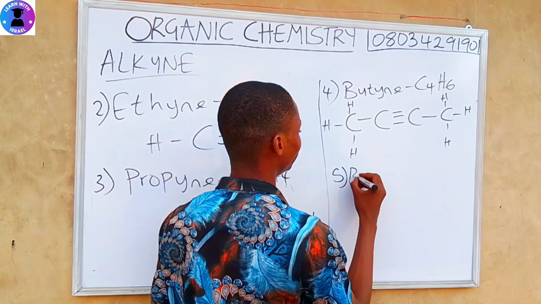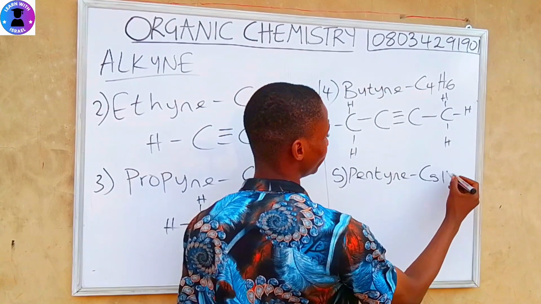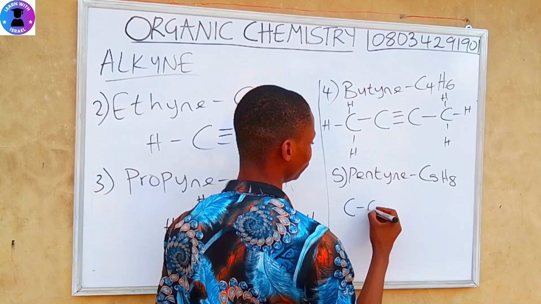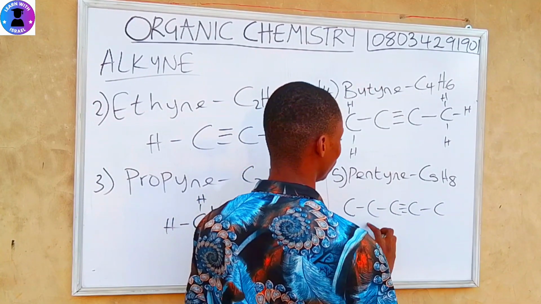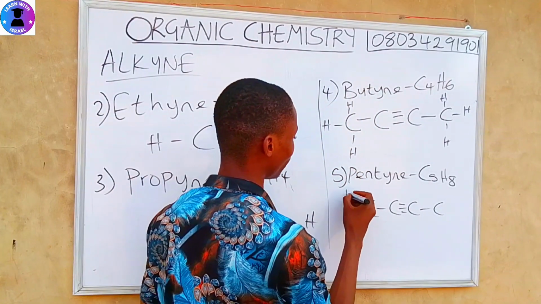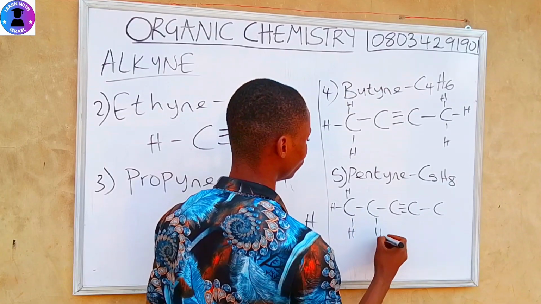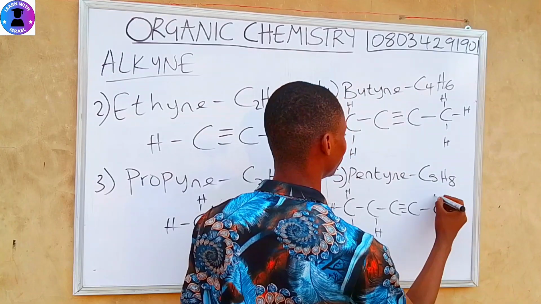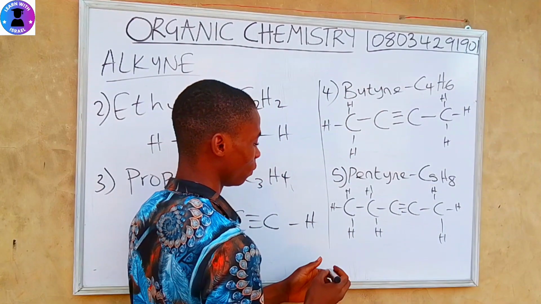So for pentane is C5H8. So we have 1, 2, 3, 4, 1, 2, 3, 4, 5. So let's attach our hydrogen. 1, 2, 3, 4, 5, 6, 7, 8. You can see now.